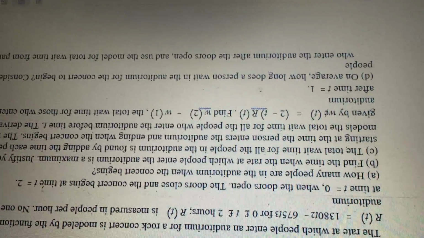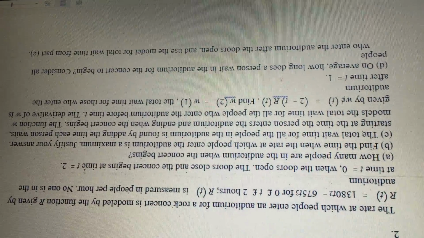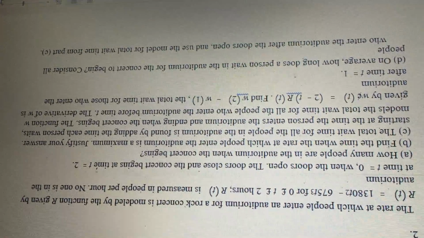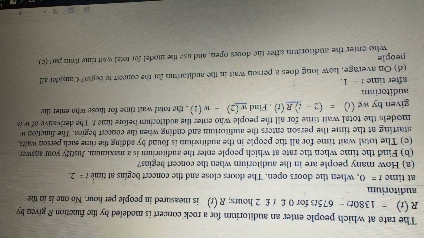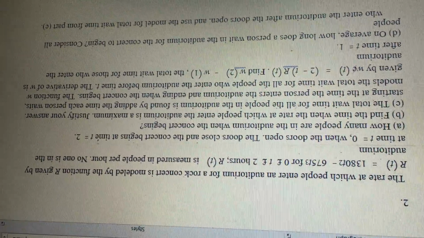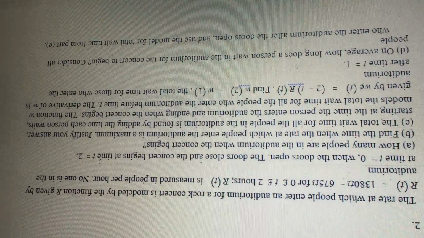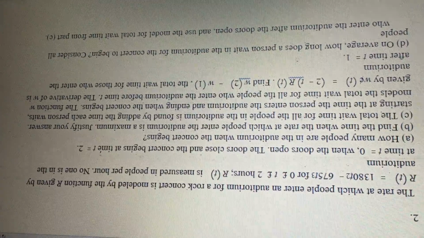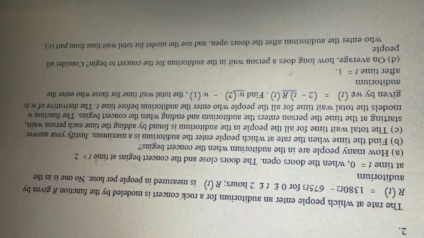Question C says the total wait time for all the people in the auditorium is found by adding the time each person waits, starting at the time the person enters the auditorium, ending when the concert begins. The function models the total wait time for all people who enter the auditorium before time t. The derivative of W is given by W prime of t equals 2 minus t times r of t. Find W of 2 minus W of 1, the total wait time for those who enter the auditorium after time t equals 1.